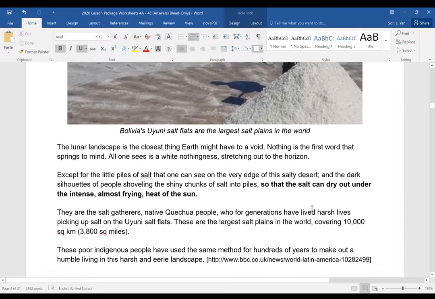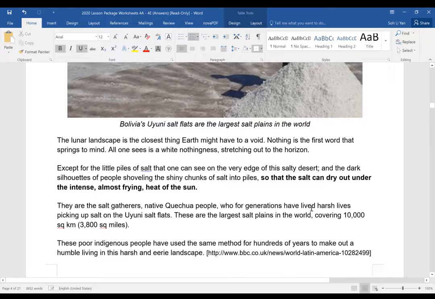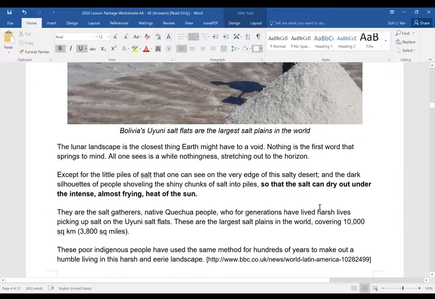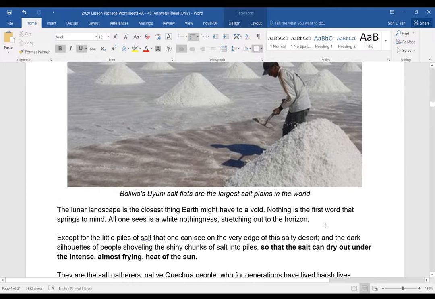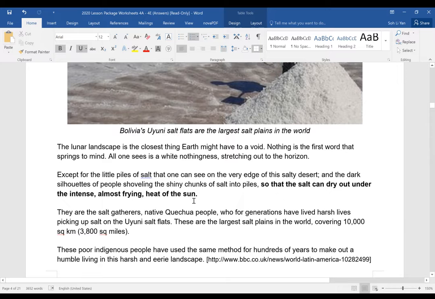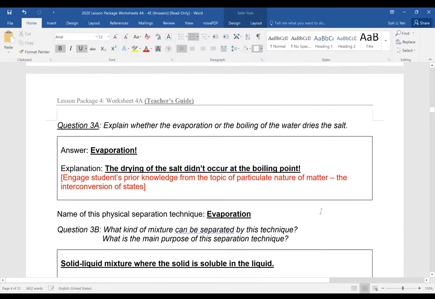What happens is that they obtain seawater and evaporate all the water away, leaving behind the salt. This one you can read on your own. So it's actually using a drying method, a heating method. This technique is known as evaporation. Take note, the drying of salt didn't occur at the boiling point.